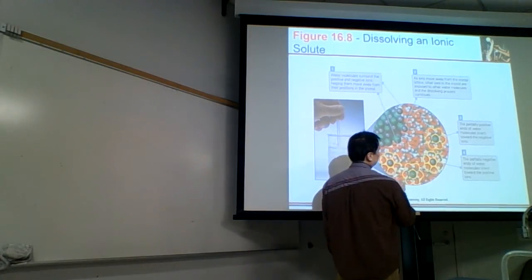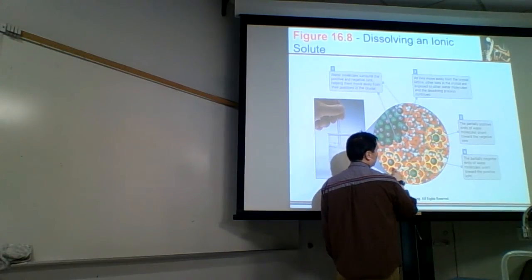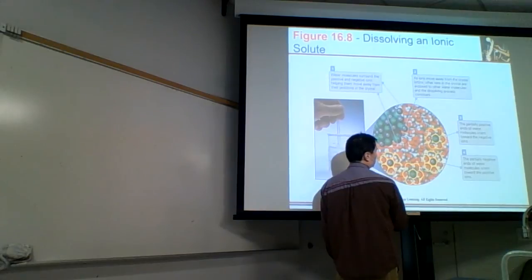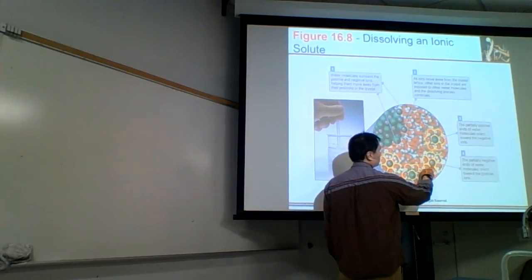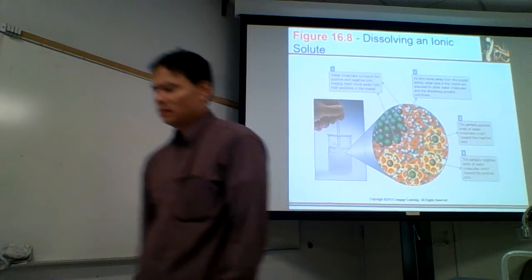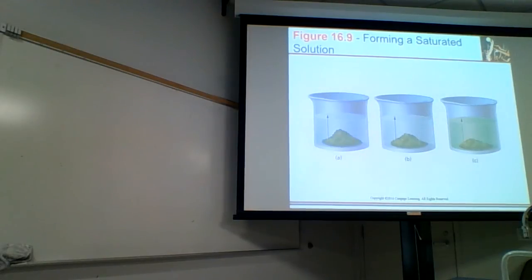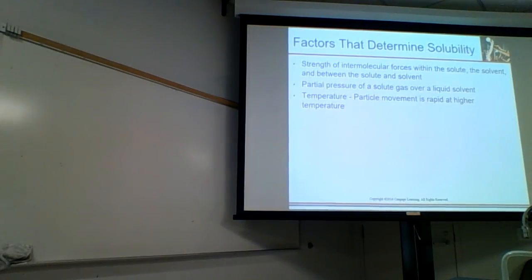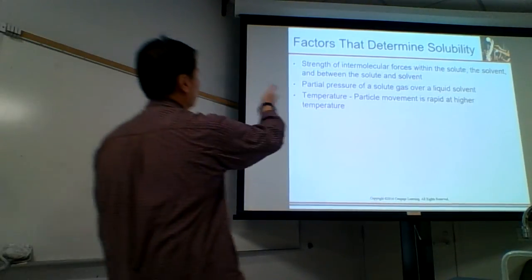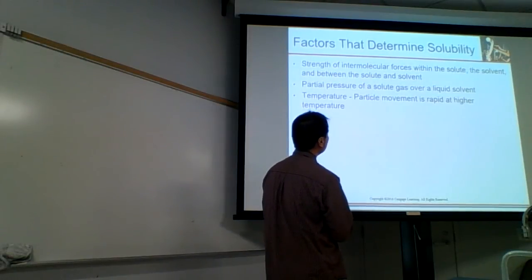And so this is the dissolution process. We look at breaking apart the solute, we look at breaking apart the solvent to make room for the solute particles, and then we look at the attraction that forms between the solute and the solvent. And if the energetics are favorable, then it should dissolve. If the energetics are highly unfavorable, then it shouldn't dissolve. And so this is why the factors that determine solubility are the strength of the forces in the solute, solvent, and solute and solvent.